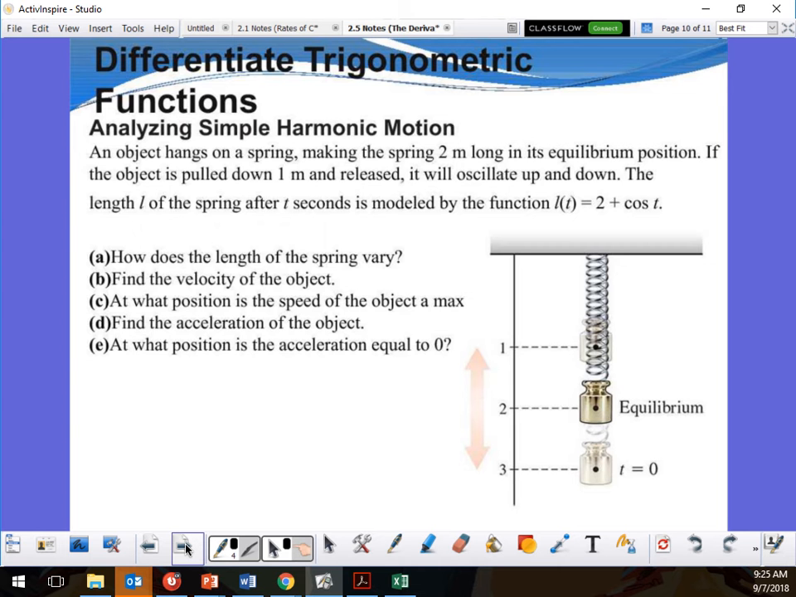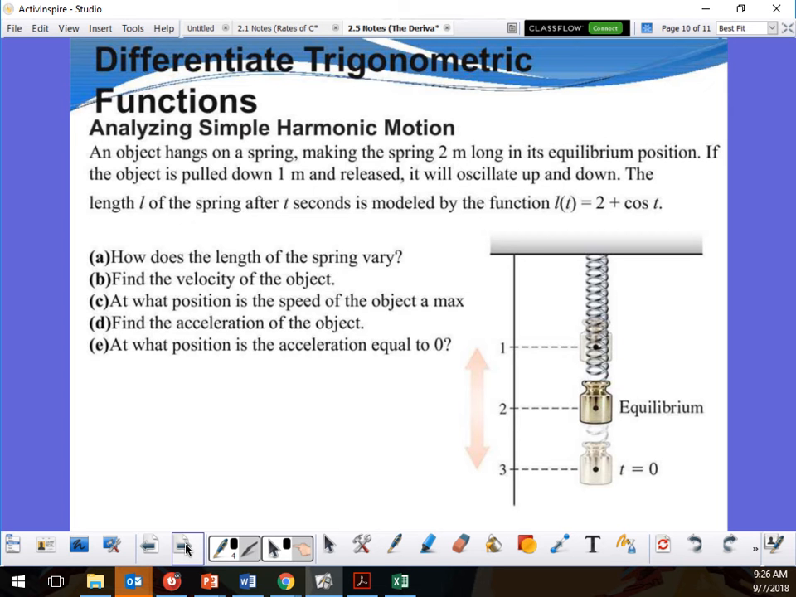3 to 1, right? That's what I want to say, yes. Okay, so it's going to 1 meter and release, and so it's going to go down to 3 and up to 1, right? So it's going to oscillate in between there, up and down.